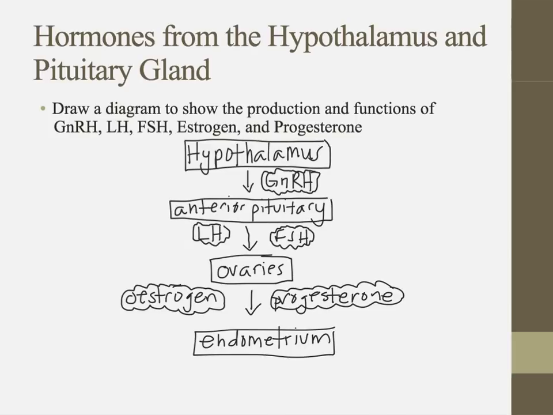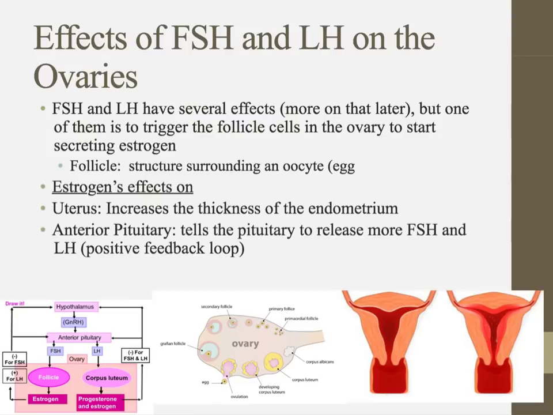Okay, so again, we've got a little hormonal relay going on. The hypothalamus in the brain secretes GnRH. GnRH causes the anterior pituitary to produce LH and FSH. LH and FSH cause the ovaries to secrete estrogen and progesterone. Estrogen and progesterone both cause the endometrium to become thicker. More on that in a little bit.